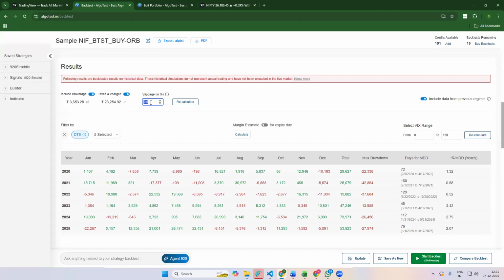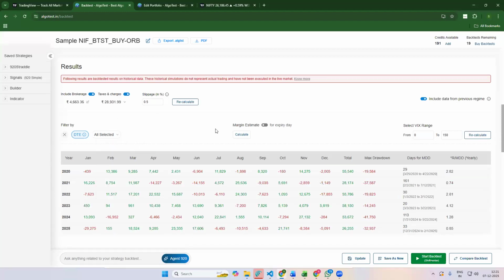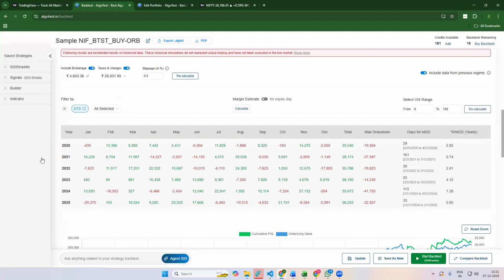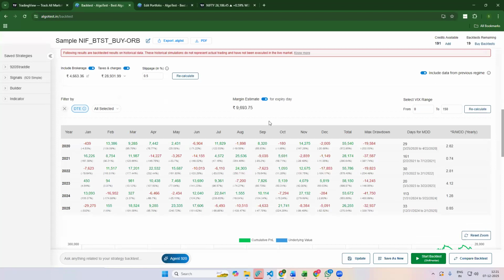If my premium comes down to 30 rupees, 20 rupees, then I will say the slippage should be close to 1%. Understood? So that's how I'm starting. And currently I'm selecting all my days. And this is the result, the outcome of the strategy backtest.